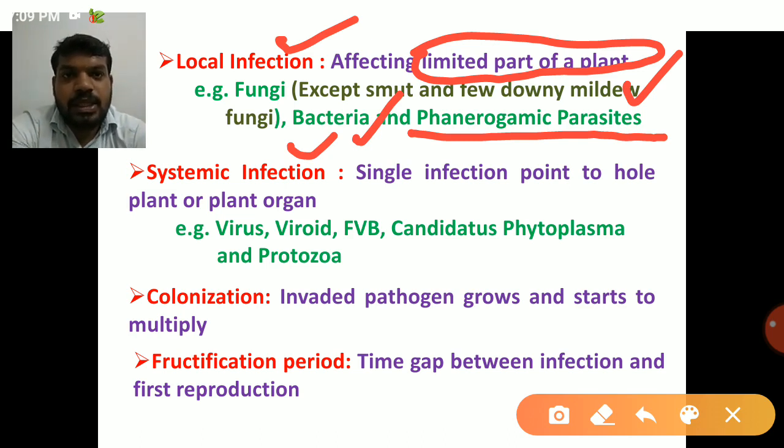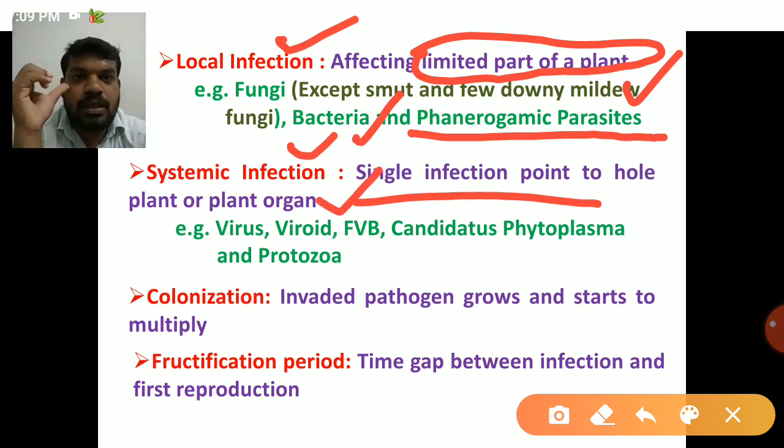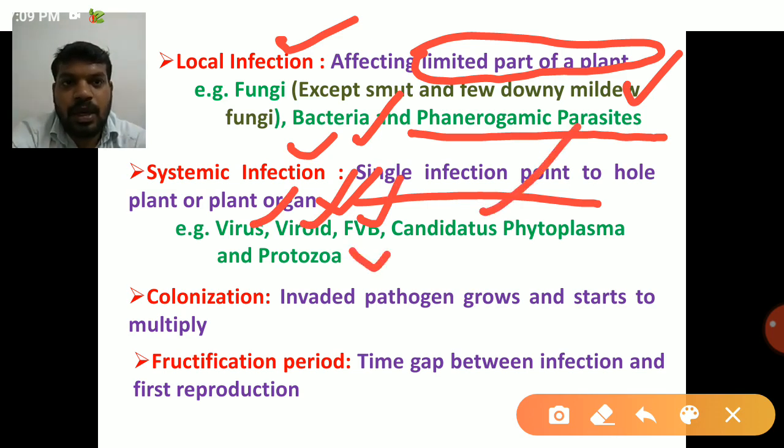In contrast, systemic infection means spread from a single infection point to the whole plant or organ. The particular pathogen spreads from a single infection point to the whole plant. It can spread from a single point to the whole plant, or the whole organ of the plant. For example, viruses, viroids, fastidious vascular bacteria, Candidatus phytoplasma, and protozoa.